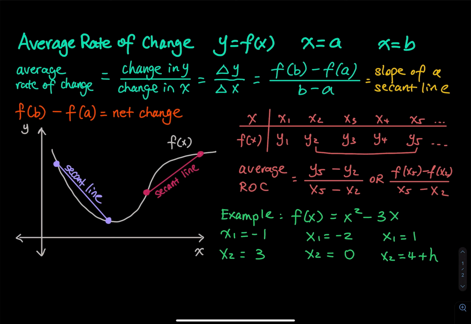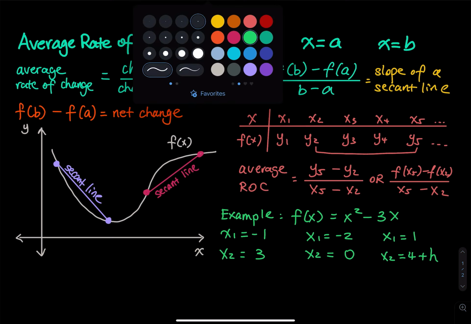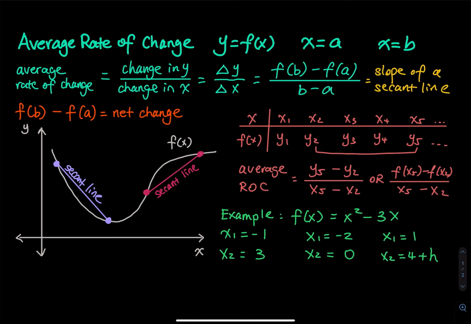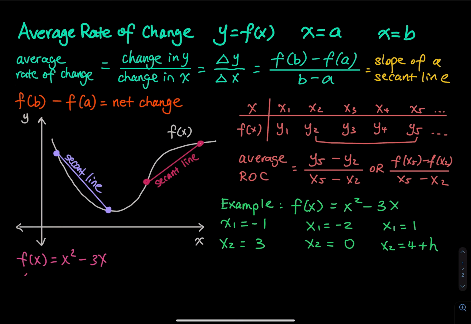Okay, I have a function for you, f of x equals x squared minus 3x, and then I want to do 3 exercises, x1, x2, I gave you 3 pairs of that. Let's get started. So the first pair, let's pick a different color to do this. So we have f of x equals x squared minus 3x. So we have f of negative 1, that is negative 1 squared minus 3 times negative 1, which is 1 plus 3 equals 4.